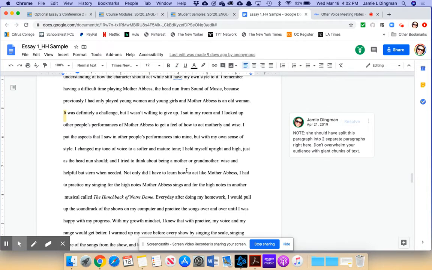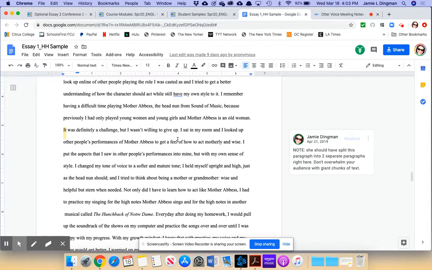I sat in my room and looked up other people's performances of Mother Abbess to get a feel of how to act motherly and wise. I put the aspects that I saw in other people's performances into mine, but with my own sense of style. I changed my tone of voice to a softer and mature tone. I held myself upright and high, just as the head nun should, and I tried to think about being a mother or grandmother, wise and helpful, but stern when needed. Not only did I have to learn how to act like Mother Abbess, I had to practice my singing high notes. Okay, so let's pause right there.